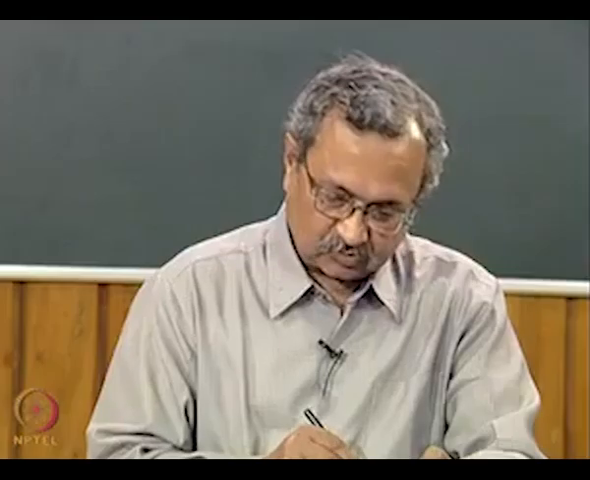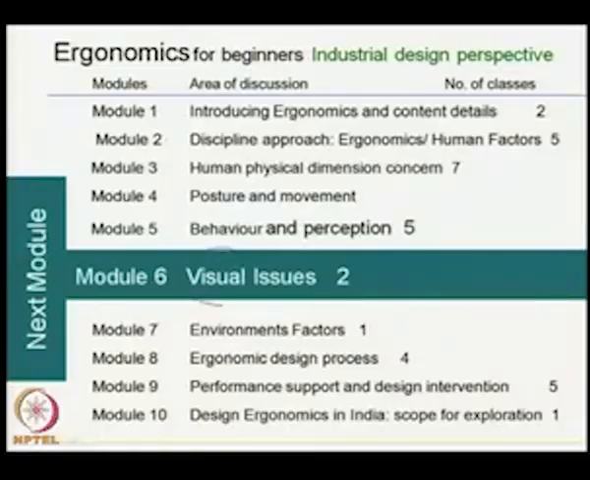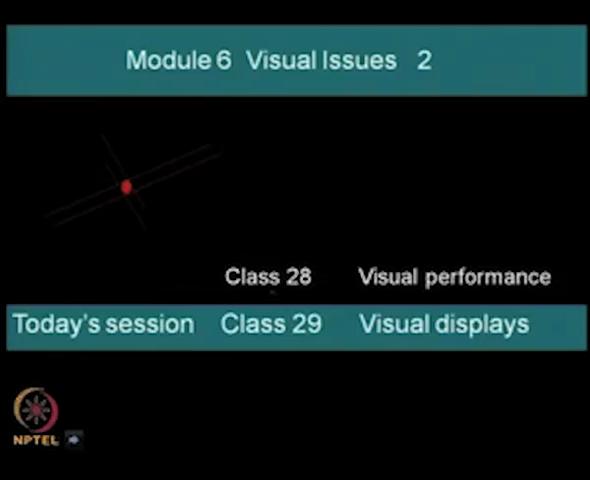So, welcome to this 29th session of Ergonomics for Beginners, Industrial Design Perspective. Today's module, visual issues within the two specific classes, class number 28. Last time we discussed some basics of visual performance, and today's session, class number 29, is on visual displays and relevant issues.